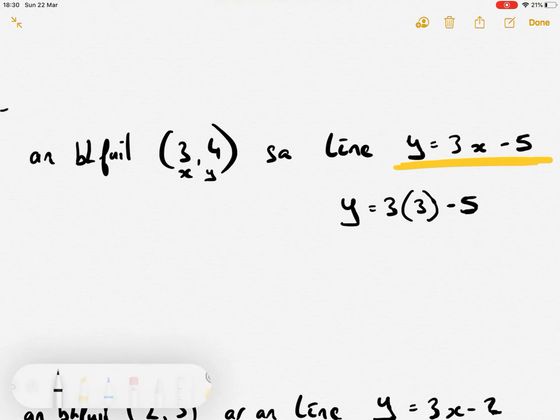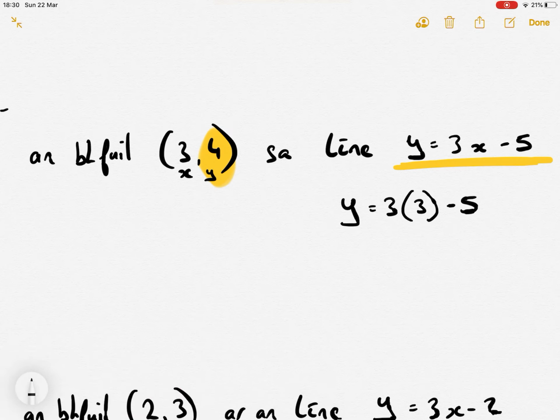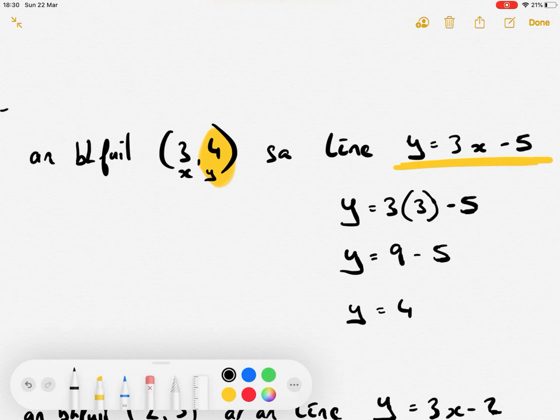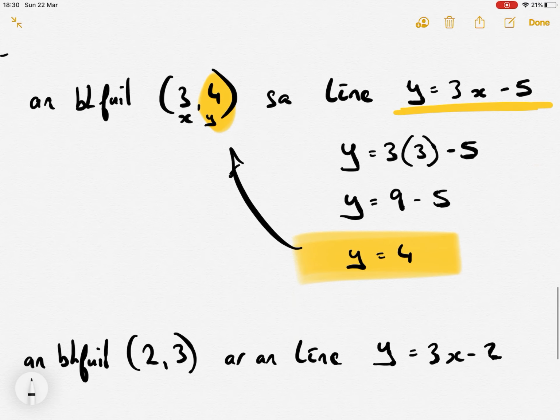And what are we hoping that the y bit comes out to be? If you look there, it should just be equal to 4. So we're hoping that my answer when I work it out equals 4. And if it is, then this point is on the line. So 9 minus 5, so y equals 4. And you'll see, if you look back up there, that it is equal to 4. So it is on the line.